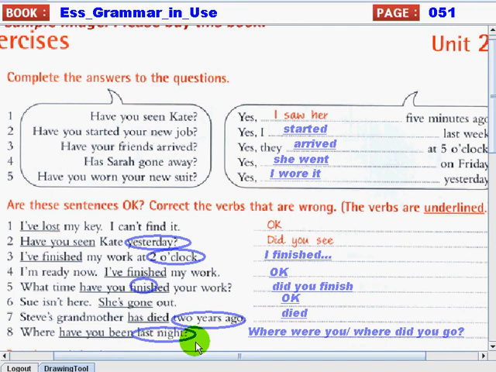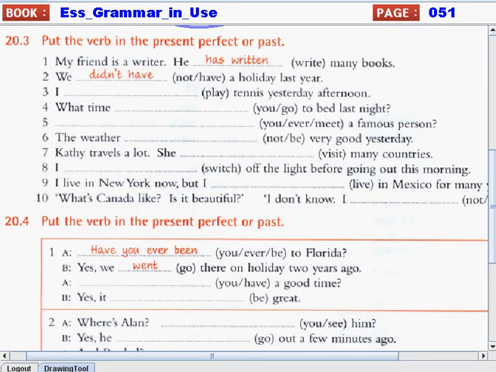Right? Okay, so did you understand our exercises today, students? And did you understand my explanations? Well, I hope you did. Now, in our next video, we're going to do exercises 20.3 and 20.4.